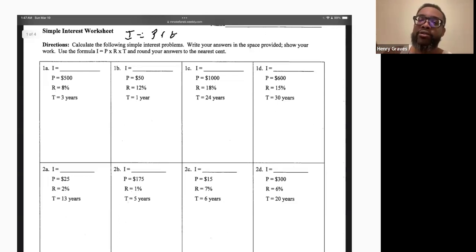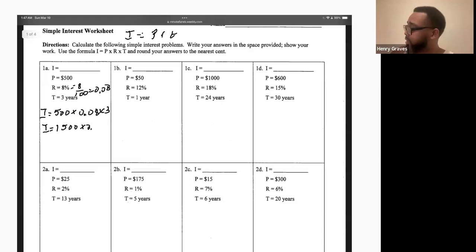So I'm going to do this first one here in black, where I'm going to plug in my numbers. So I is going to be 500 times 8%. Now, 8% is 8 over 100, which is 0.08. So we're going to multiply 0.08 times 500 and then times 3. When I put in all my numbers, I is going to equal 500 times 3, which is 1,500. Then we're going to multiply that times 0.08, and that's going to give me my answer.